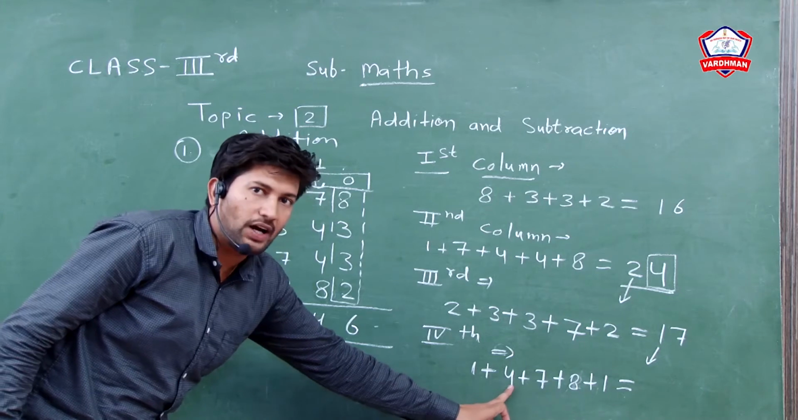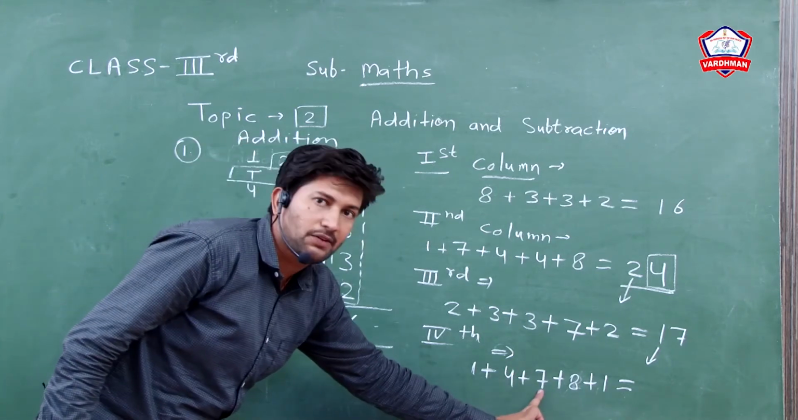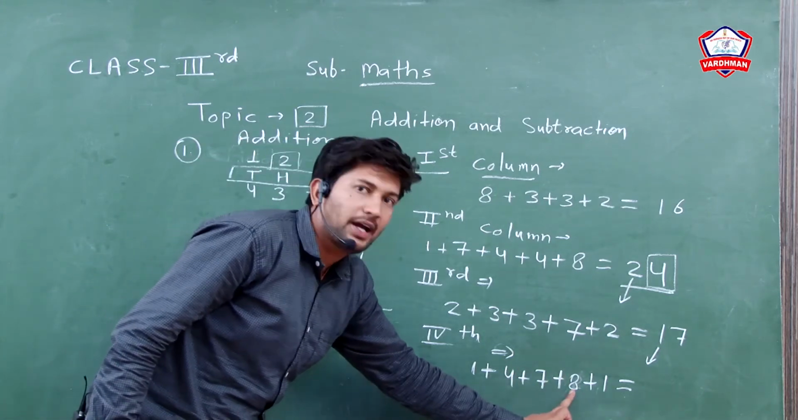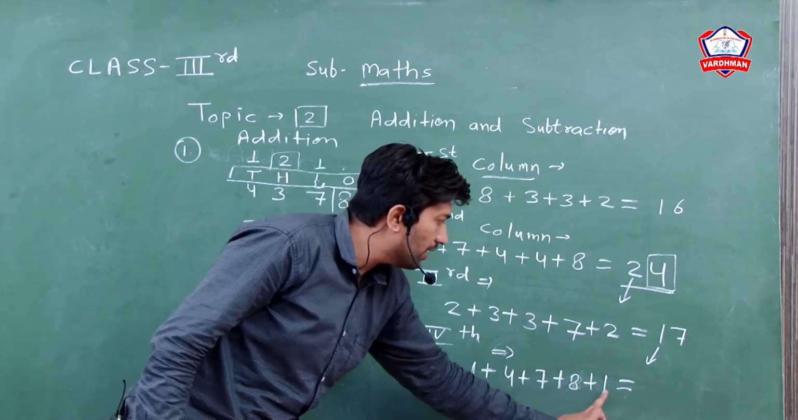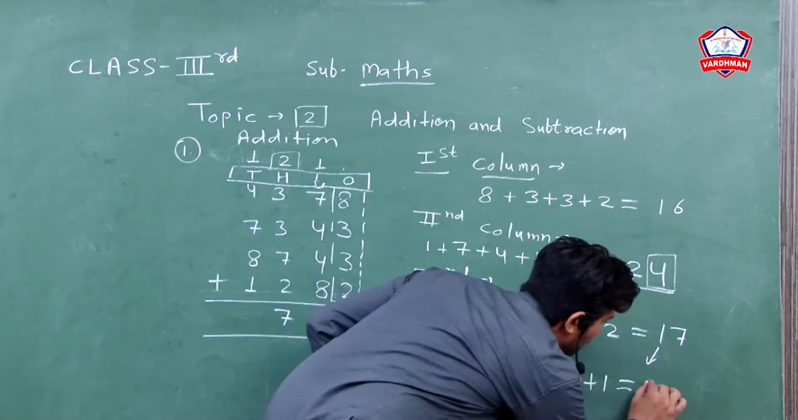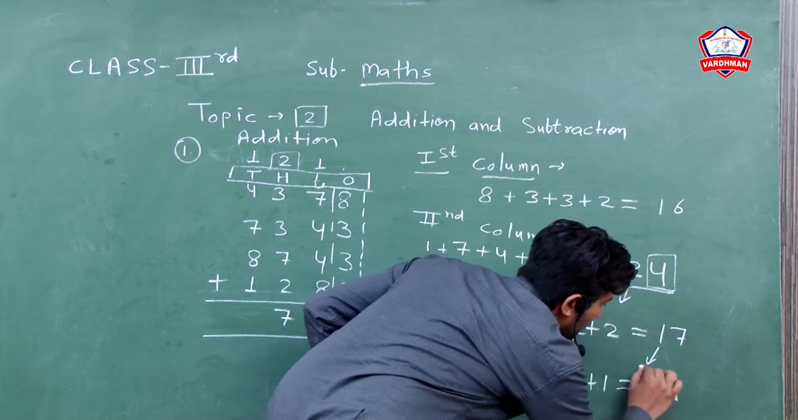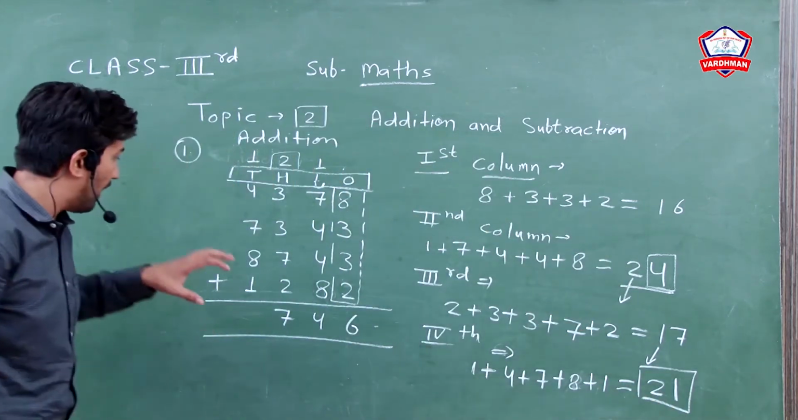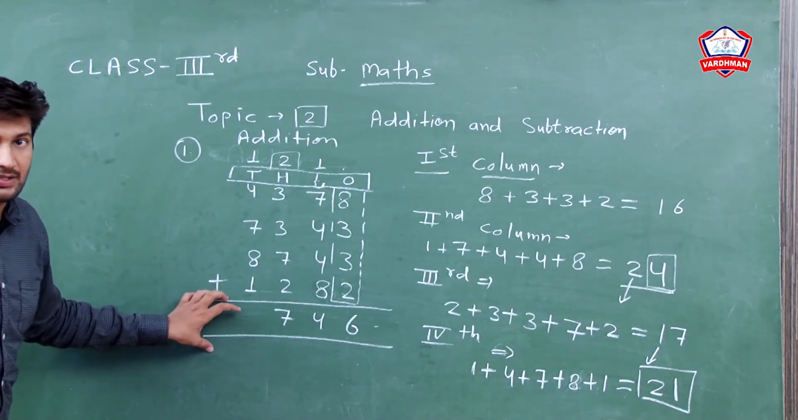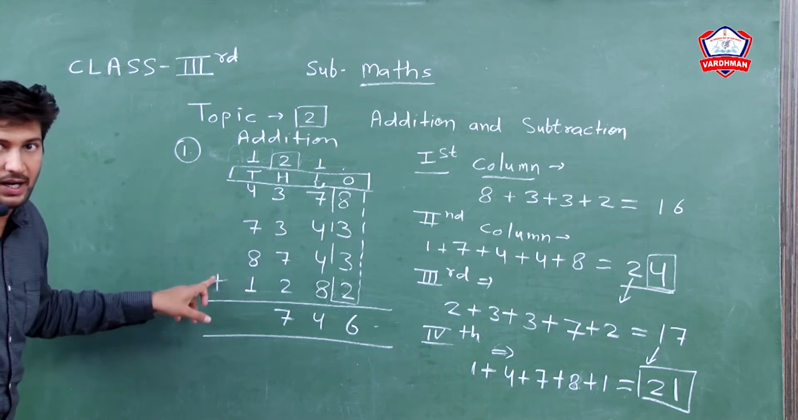1 add by 4, 5. 5 add by 7, 12. 12 add by 8, 20. And 20 add by 1, 21. Now it is the whole part of 21 written in this way, because it has no carries part.